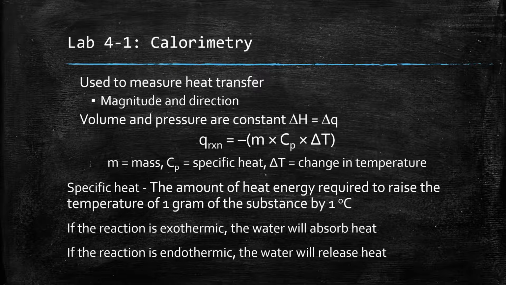Calorimetry enables us to measure the magnitude and direction of heat transfer. When a calorimeter is used, the pressure and volume remain constant. Therefore, the change in enthalpy is equal to the change in heat. The change in heat of a reaction is determined by knowing the mass and specific heat of the compound, as well as the change in temperature. An exothermic reaction releases heat, while an endothermic reaction absorbs heat.